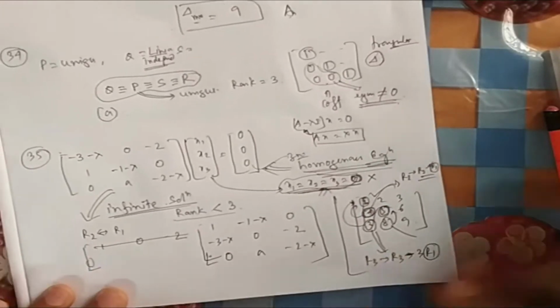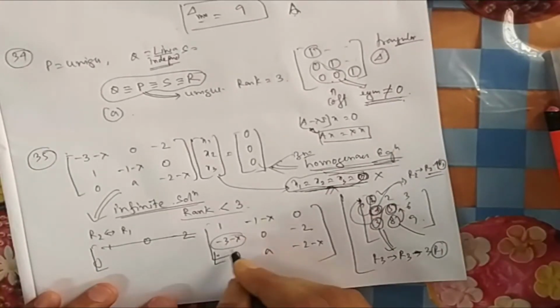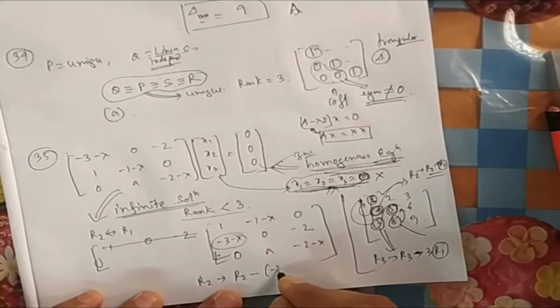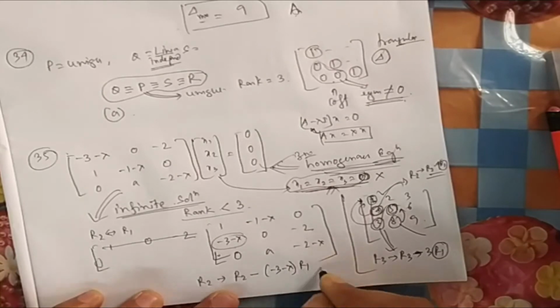Okay, irrespective of this one. Now what I have to do here? Here I have to make it 0. So I will take R2 represented by R2 minus (3 minus lambda) into R1.